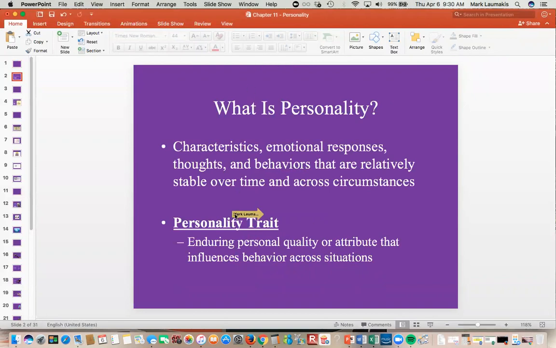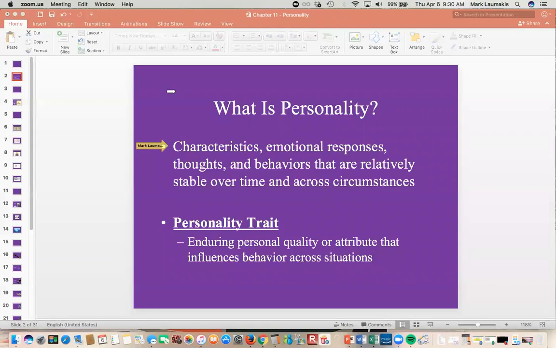So let me just navigate to where I've got to get us to here, and let's begin with this little definition up top. So personality, what do we mean by that? Characteristics, emotional responses, thoughts, and behaviors that are relatively stable over time and across circumstances. So if we parse this a little bit, right? Emotional responses, that sounds like feelings. Thoughts and behaviors, that sounds like the other 2 parts of our definition of psychology, right?